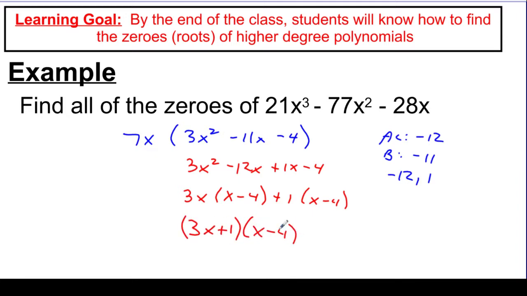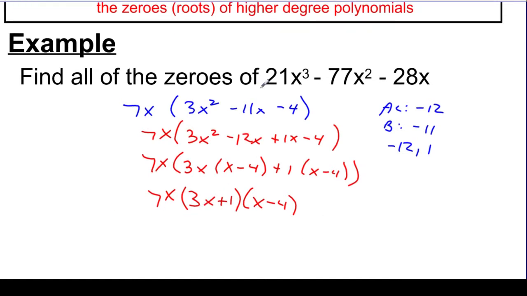And again, we're not going to forget that all the way down, 7x was sitting out front, right? We're just not writing it for simplicity. Okay, so at the end, I would say the factored version, completely factored, if you notice, linear expression, linear expression, linear expression. That means I'm done. So I'm going to say each of these factors should be set equal to 0. So let's do that. 7x equals 0, 3x plus 1 equals 0, x minus 4 equals 0. So here's the final answer to their problem. Find all the zeros of this expression.